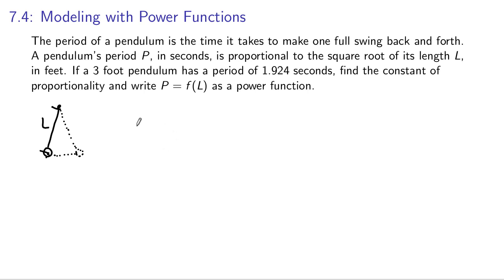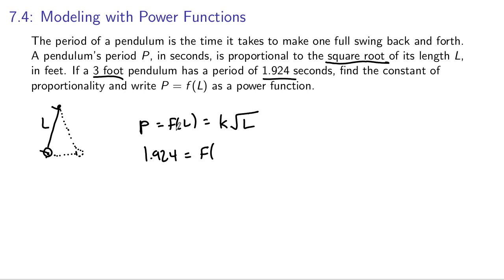So the pendulum period p as a function of L would be a constant, and it says proportional to the square root of its length. Constant times the square root. We know when the period is 1.924, the output at an input of 3 feet, the output should be the 1.924 seconds. So that tells us k square root of 3 should be 1.924.